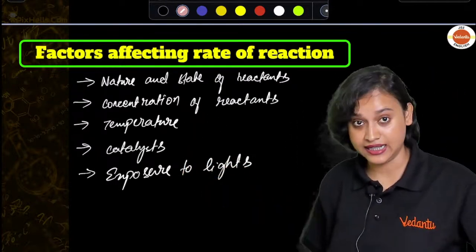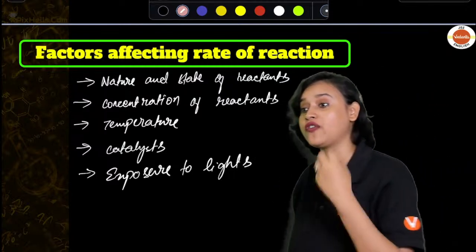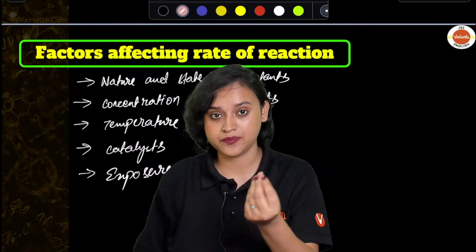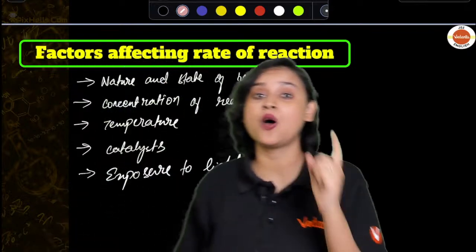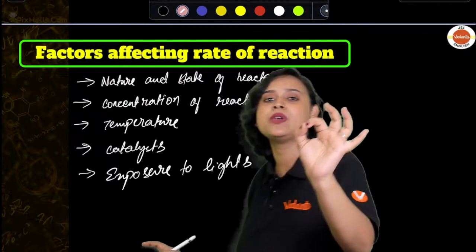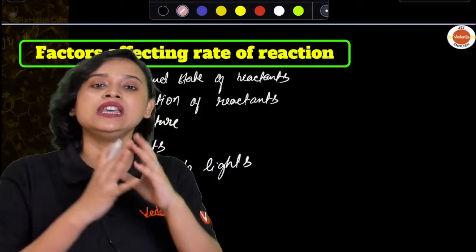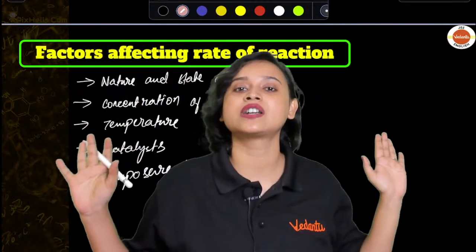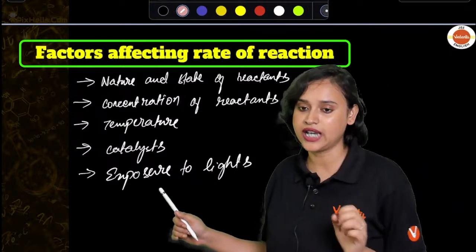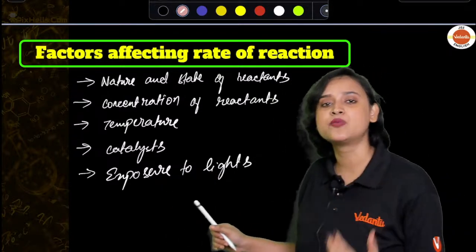Then there is catalyst. If you use a catalyst, what will happen to the rate of reaction? The reaction will be faster. The reaction will be faster. However, a catalyst, as you all know, if you have studied chemical equilibrium even once, you would know that equilibrium does not get affected by a catalyst, but the rate of reaction will definitely get affected by a catalyst. All right. And finally, exposure to light.